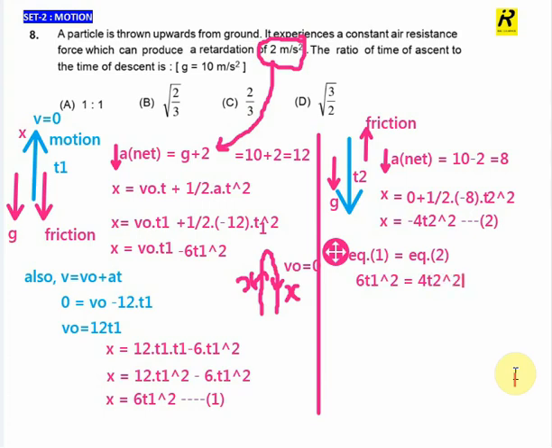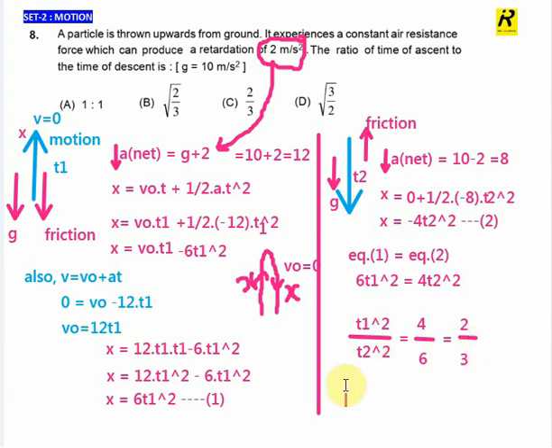So finally what I can write is the ratio t1 square divided by t2 square, which is equal to 4 divided by 6, which is equal to 2 divided by 3. So that I can write. Here is the ratio I am finding.